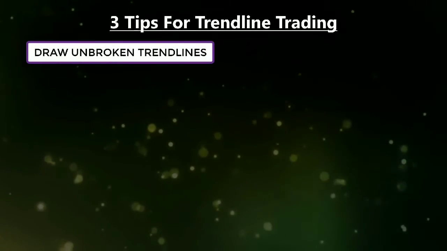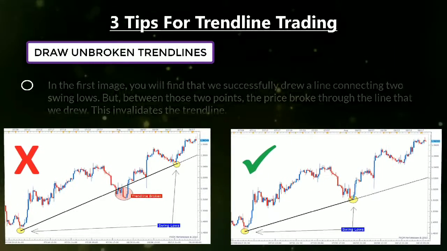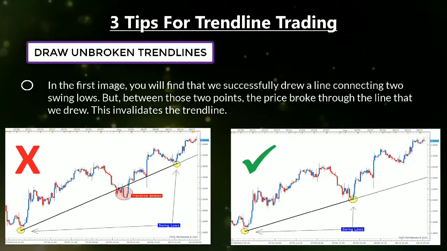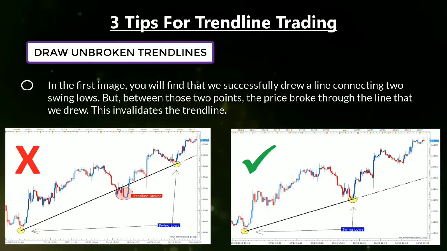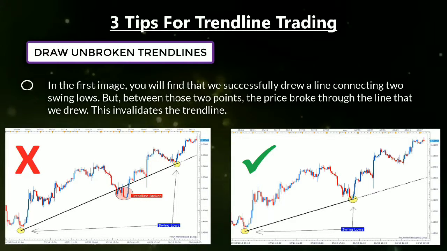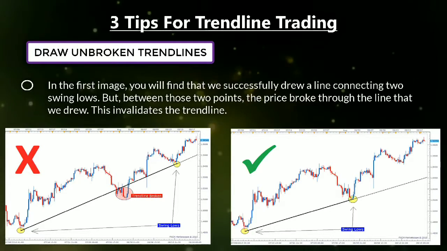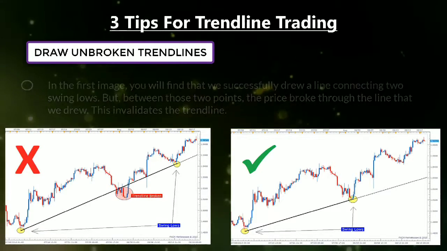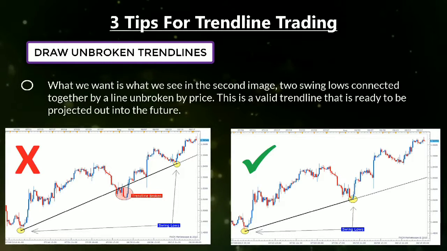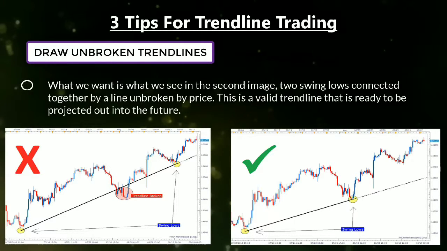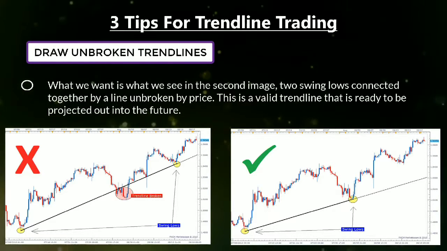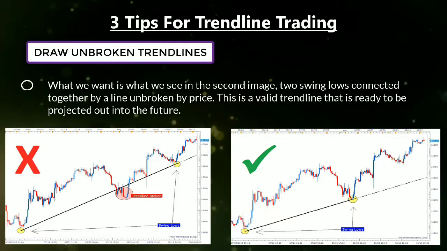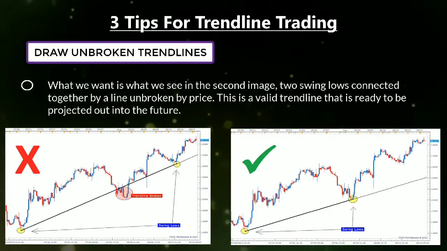Draw unbroken trend lines. In the first image, you will find that we successfully drew a line connecting 2 swing lows, but between those 2 points, the price broke through the line that we drew. This invalidates the trend line. What we want is what we see in the second image, 2 swing lows connected together by a line unbroken by price. This is a valid trend line that is ready to be projected out into the future.